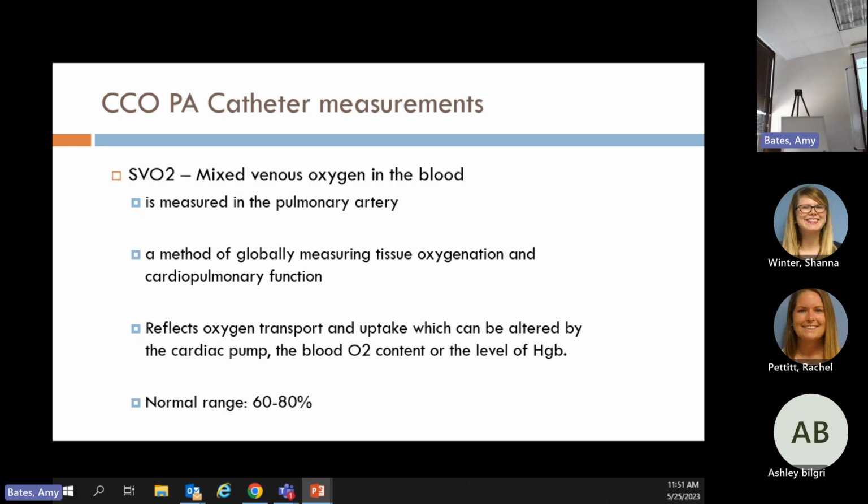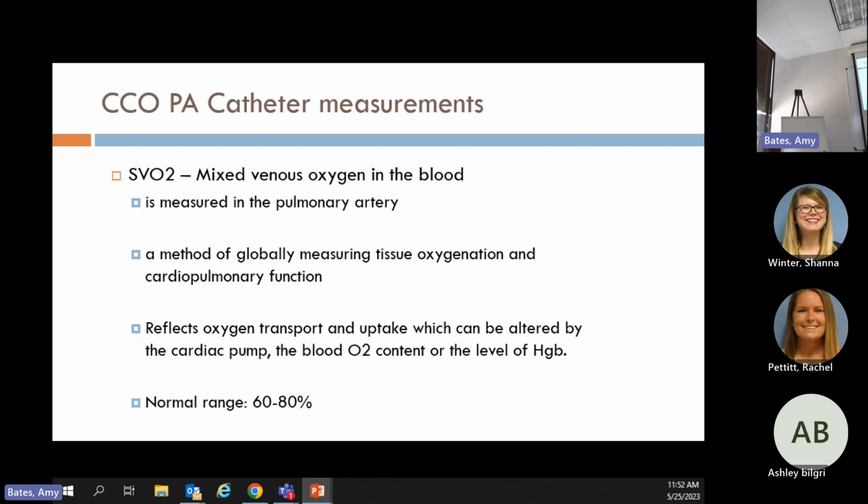Do they have a fever? Are they tachycardic? Are the tissues extracting more oxygen than they need? If the cardiac pump is not working, so your left ventricle is failing to pump well, you can have a lower mixed venous oxygen that way.